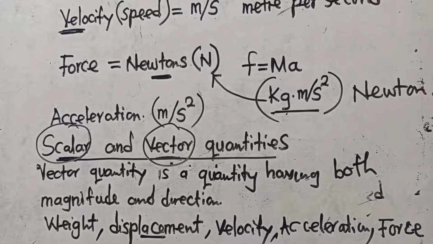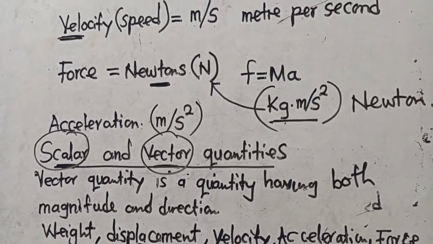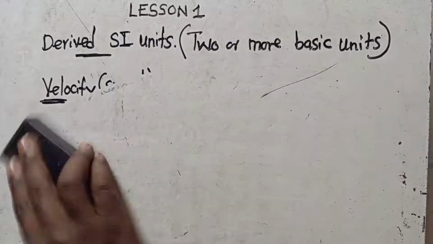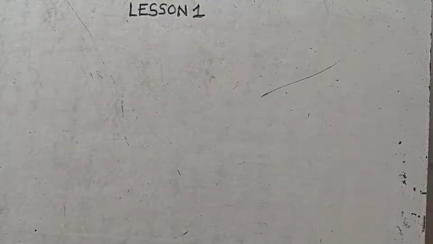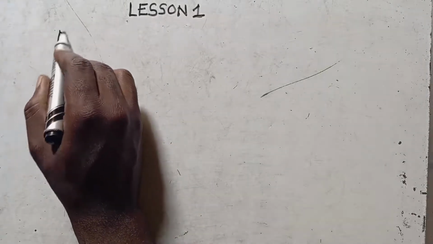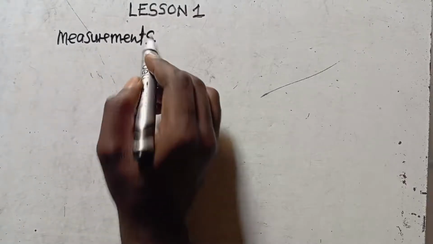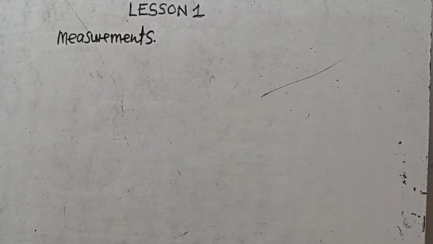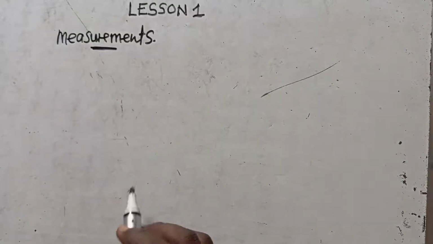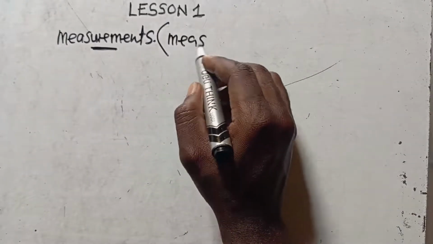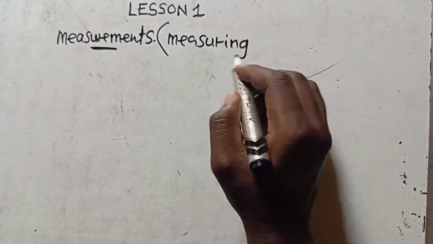So after understanding these scalar and vector physical quantities, we now move on to another wonderful part that is called measurements. So I want us to look at measurements. These are things that you need to understand. I guess we are moving together and you are able to understand what I'm teaching. Measurements here, we want to measure what? Measure length.